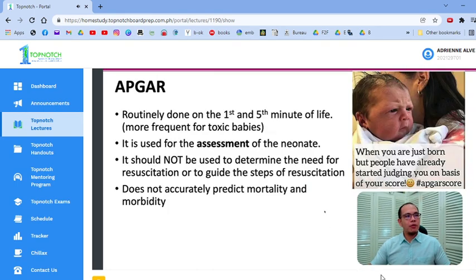So remember that the APGAR score is done on the 1st and 5th minute of life. Yan yung routine natin. You do not do your APGAR score immediately paglabas ni baby. Hindi yung lalabas pa lang siya ng puwerta, na-APGAR mo na siya. No, that's not how you do it. So you still have to dry, you still have to stimulate the baby. On the 1st minute, that's when you check for the APGAR. And then on the 5th minute.